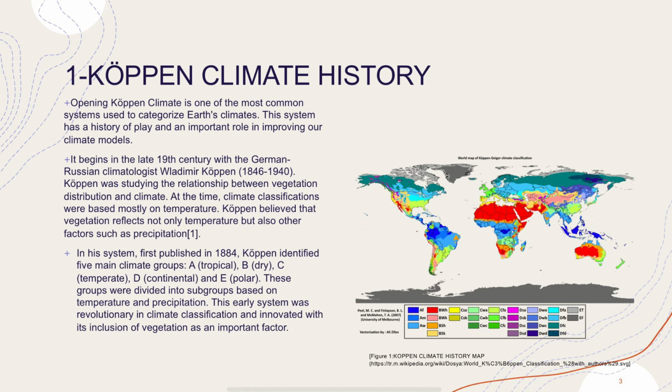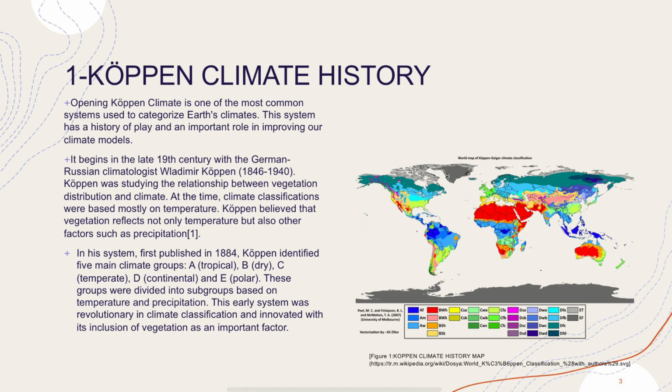Köppen was studying the relationship between vegetation distribution and climate. At the time, climate classifications were based mostly on temperature. Köppen believed that vegetation reflects not only temperature but also other factors such as precipitation. We see the Köppen climate history in figure 1.